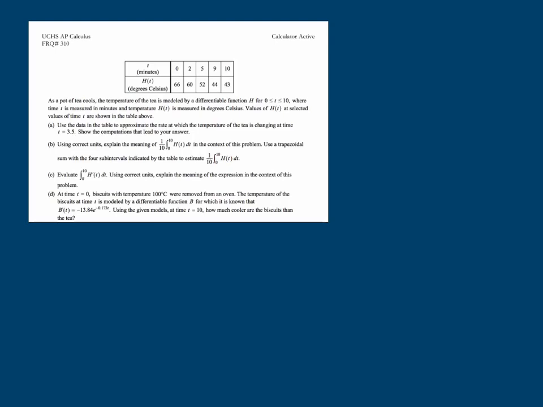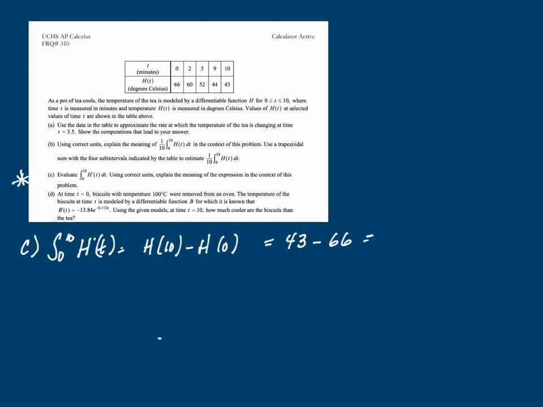Let's go on to part C. Evaluate the integral from 0 to 10 of h prime of t using correct units. Explain the meaning of the expression. All right, so we have the integral of the derivative, which is the fundamental theorem of calculus, isn't it? The integral from 0 to 10 of the derivative is just equal to h of 10 minus h of 0. So this is really important that you remember this. And so let's do it. That would be h of 10 is 43 minus 66. So you get negative 23 degrees Celsius.